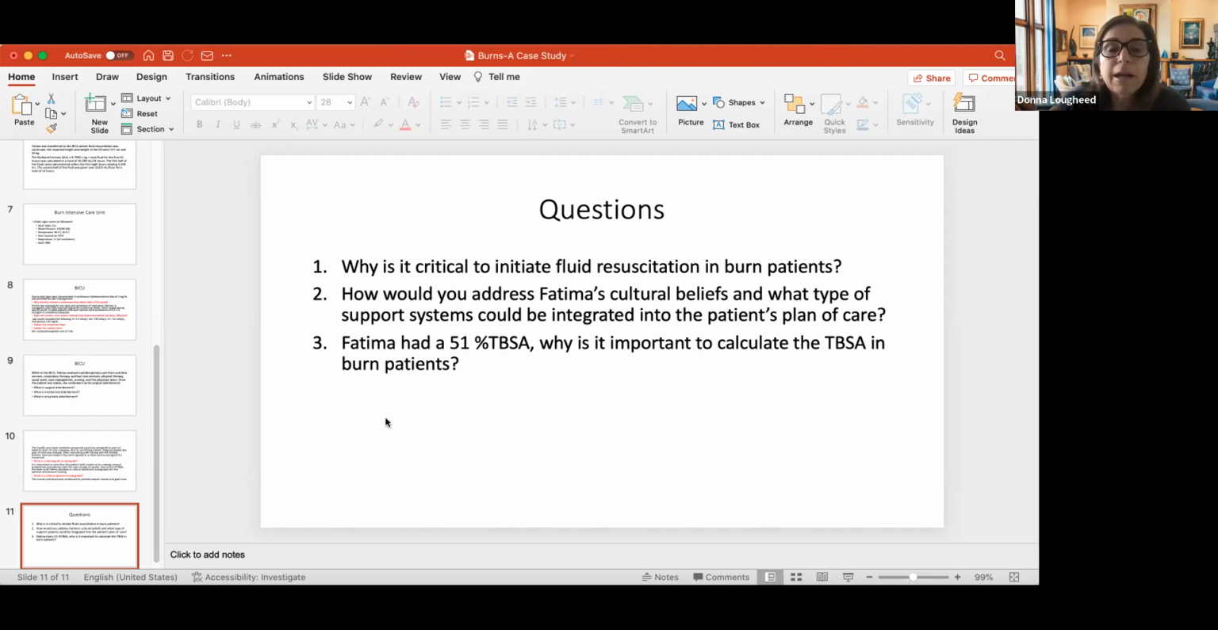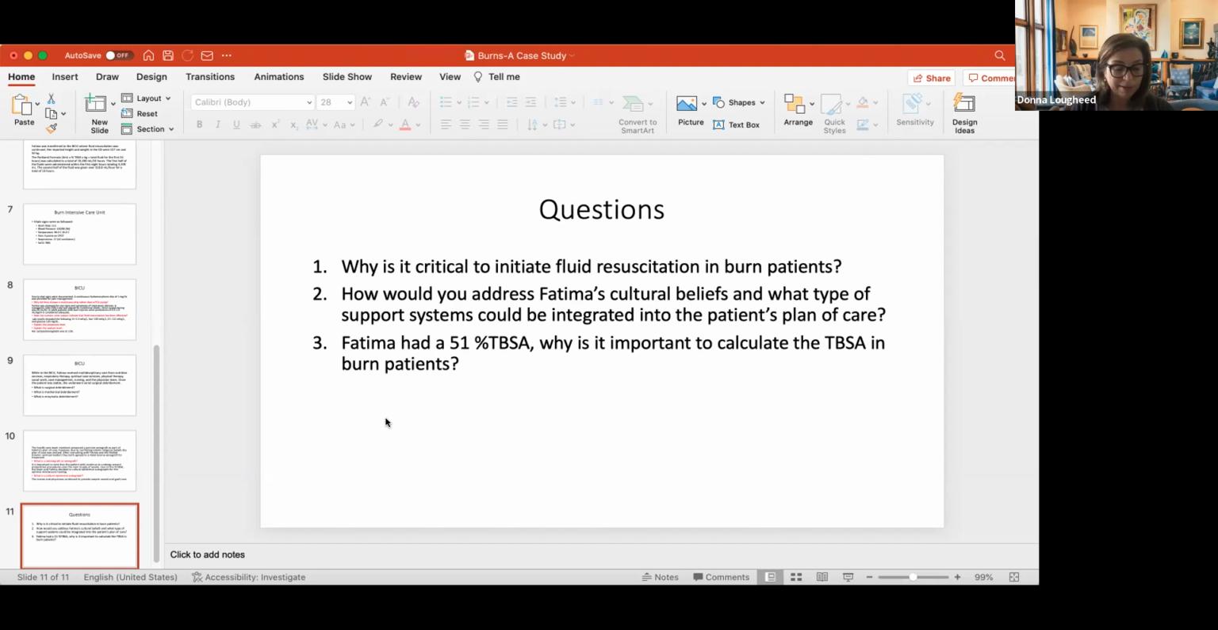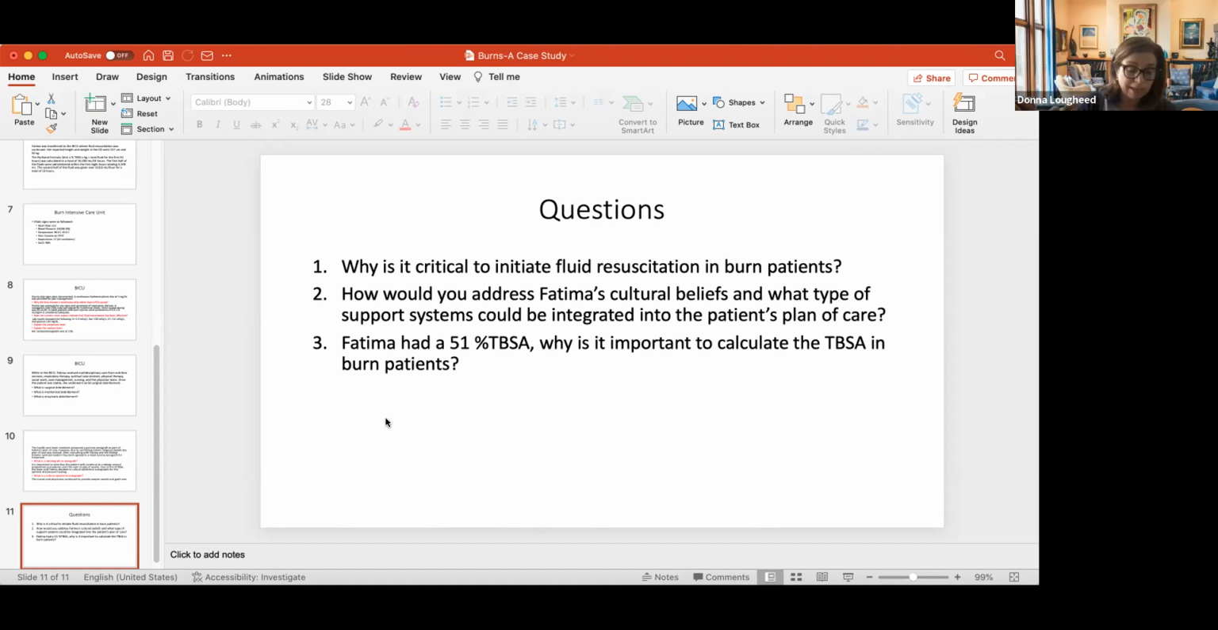So she had 51% of total body surface area involved. So why is it important to calculate that total body surface area in burn patients? Why do we calculate it? In order to find out how much fluid it needs to put back in. Very good. It determines the amount of fluid resuscitation. I know that there's an increased mortality with a percentage of total body surface area greater than 50%.